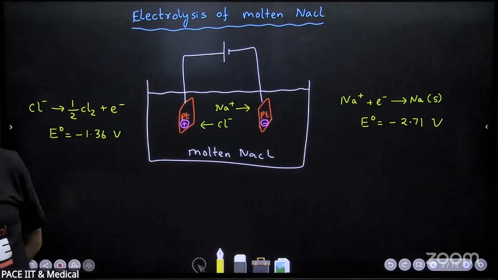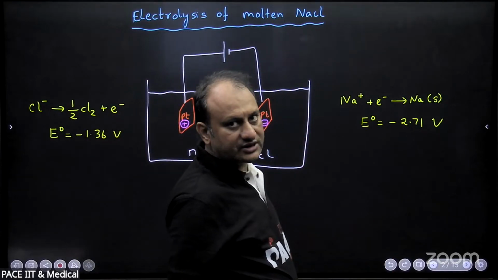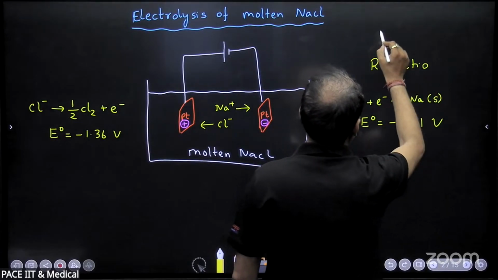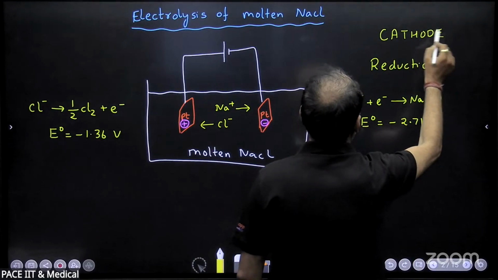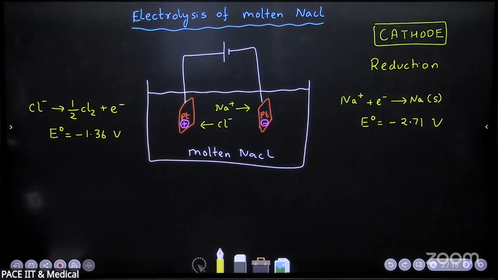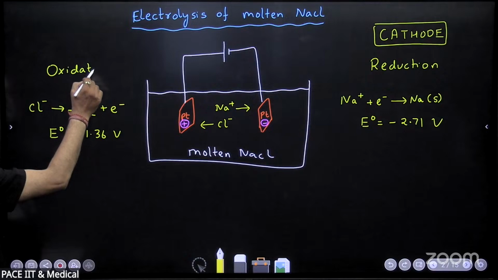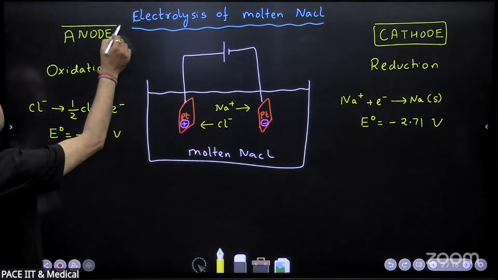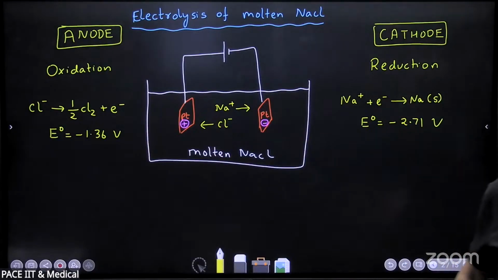Now, this is a typical working design of an electrolytic cell. At this electrode, we can see reduction of sodium ions is taking place. Reduction is taking place, so this will be our cathode. And on the other hand, here oxidation of chloride ions is taking place, so this will be the anode. So these will be the respective reactions at cathode and anode.